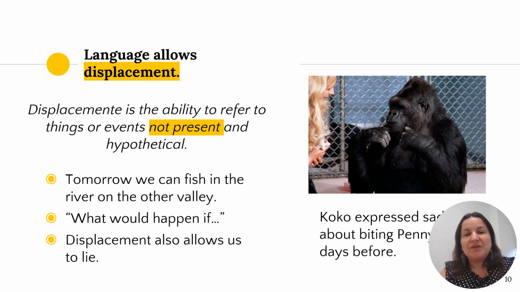Coco actually also expressed something that showed some limited capacity for displacement. She had bitten Penny, her trainer, and 3 days later, she expressed sadness about biting Penny, right? She was able to say that she was sad about something that had happened in the past, that was not happening in the moment.